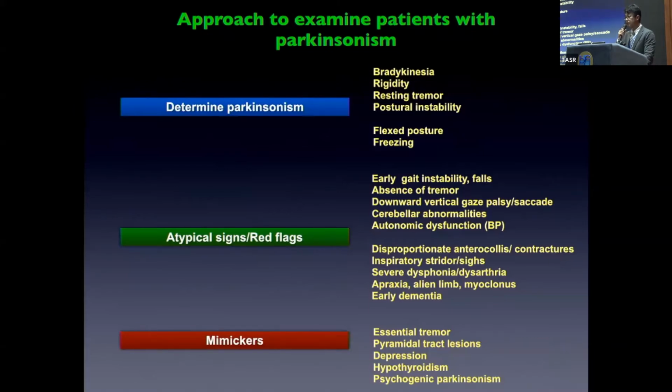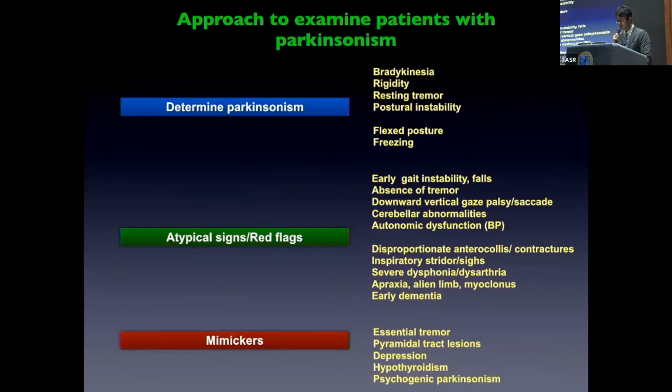Next, we look at the red flags, which are things like early gait instability and falls, which normally do not occur in patients with Parkinson's disease. Absence of tremor should ring a bell to ask whether it is really those akinetic-rigid type of Parkinson's disease, or those atypical Parkinsonism. Be careful with the eye movements. In the early stages, it may be very subtle, for example, the slowing of the vertical saccade in patients with progressive supranuclear palsy.